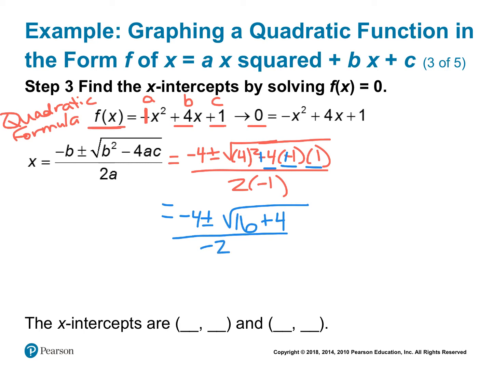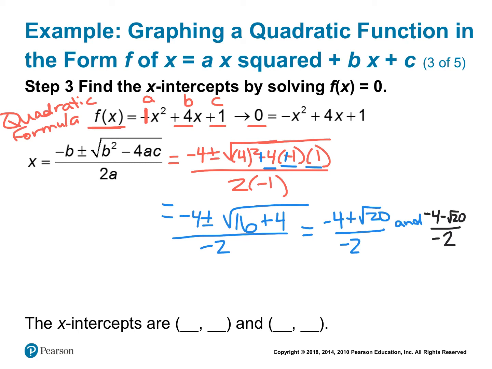Okay, so here is why this isn't going to be factorable, because you're going to get -4 plus the square root of 20 divided by -2, and the other option is -4 minus the square root of 20 divided by -2.